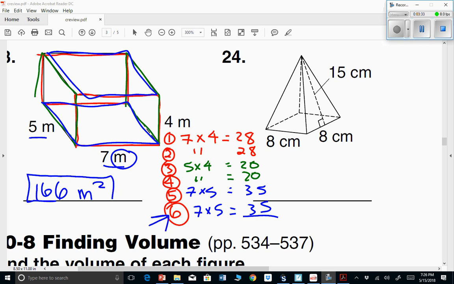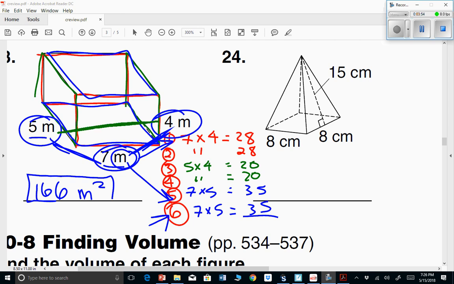Now, if you're having trouble figuring out the dimensions of each face, don't worry about that so much. Just pair these numbers up. We pair 7 and 5, there's 7 and 5. Pair 4 and 7, there's 4 and 7. And then pair up 5 and 4, and there's 5 and 4. Okay? And it'll work out that way. Those are all the possible ways those 3 numbers can go together 2 at a time. And that works every single time with a rectangular prism.